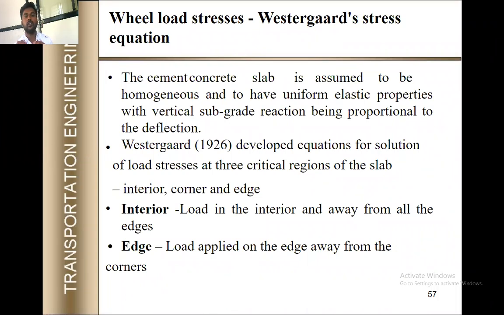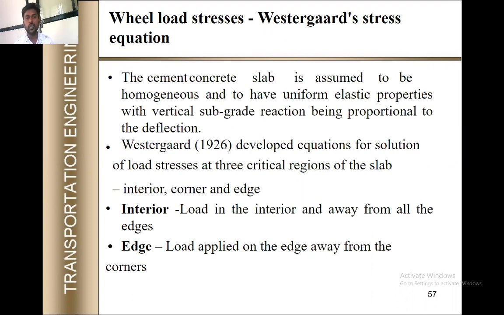Westergaard has assumed the cement concrete road to be a homogeneous structure, and it has uniform elastic property. Whenever it is given a vertical load by the wheel loads, the vertical subgrade reaction, which is K, is proportional to the deflection.